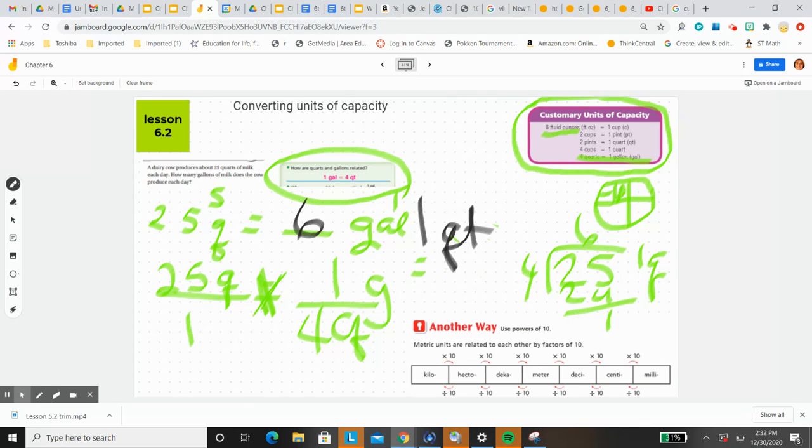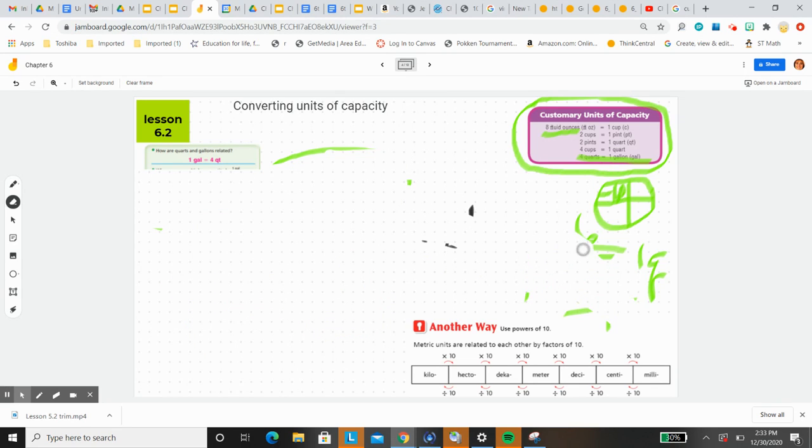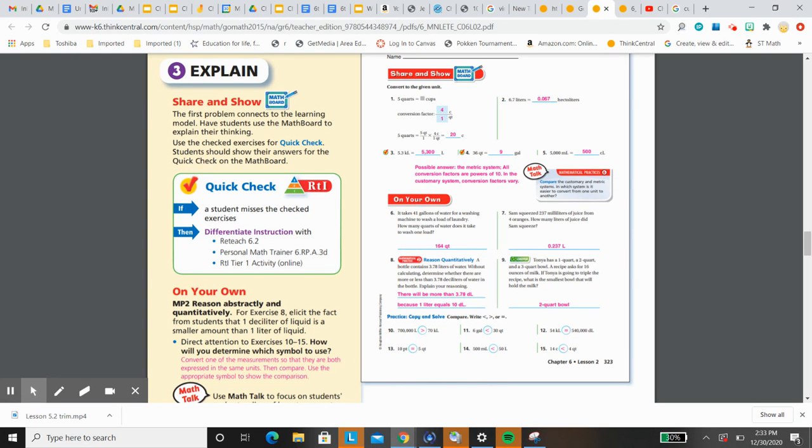Okay, so it didn't work out exactly. I told you with capacity, sometimes it's just simply harder. Now, if I have a problem where I have to skip over, I'm going to give you an example. I think there was one in the book, so I'm going to take a look at that really quick. Yeah, 5 quarts equals how many cups?